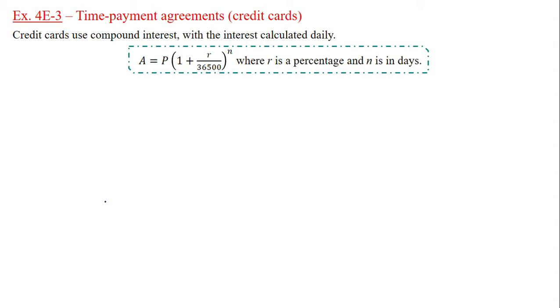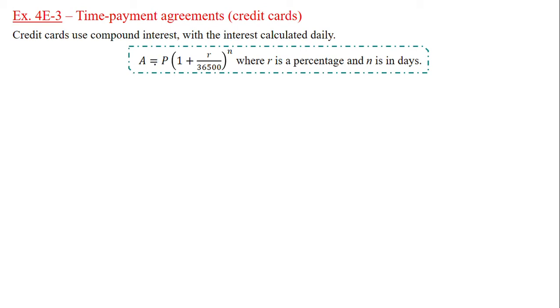So what you'll see on the screen now is a variation of the compound interest formula. The only thing that's different here is the interest rate, R. Instead of it being divided by 100 as per the usual compound interest formula, it's being divided by 365 times 100, because there are 365 days in a year, and with credit cards, interest is actually compounded daily. The rest of the values are the same. A is the total amount of the debt.